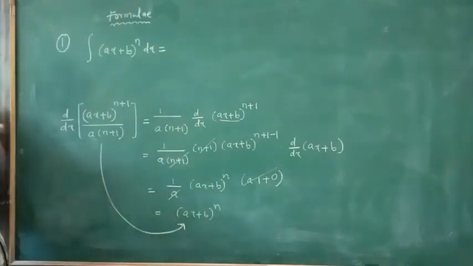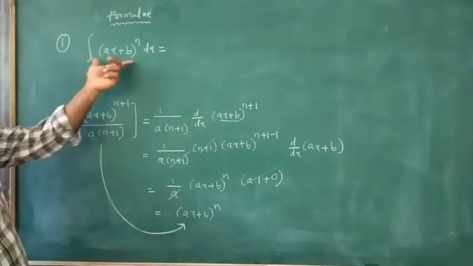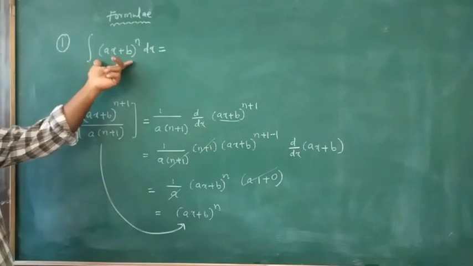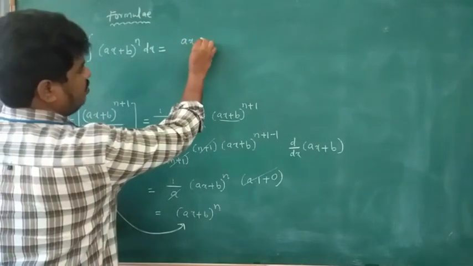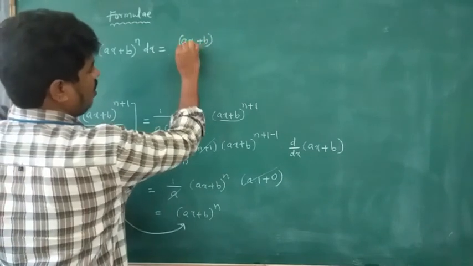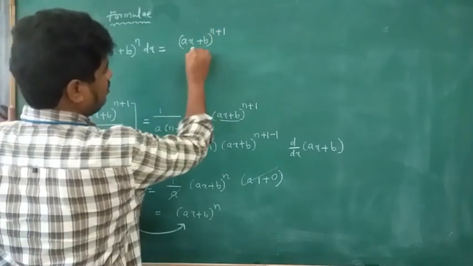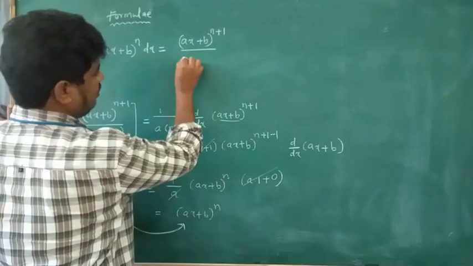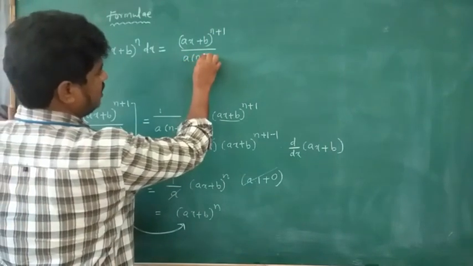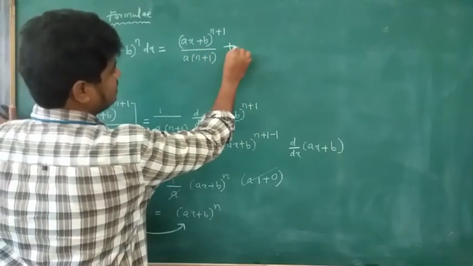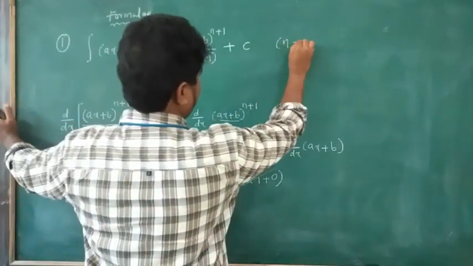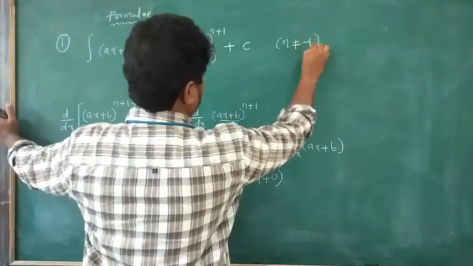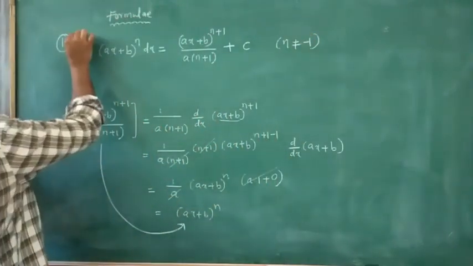Here inversely what can we write? The integral of ax plus b whole to the power of n dx is equal to, what can you write? Ax plus b whole to the power of n plus 1 divided by a into n plus 1 plus c. Here you should remember that n is not equal to minus 1. It is the first formula.